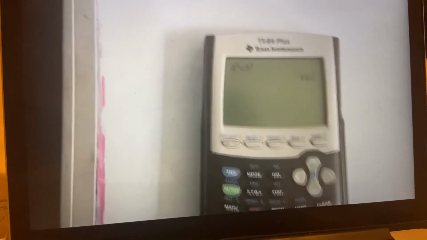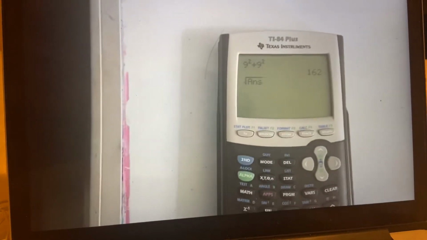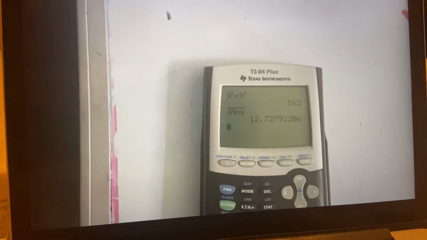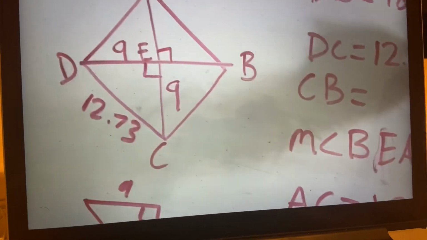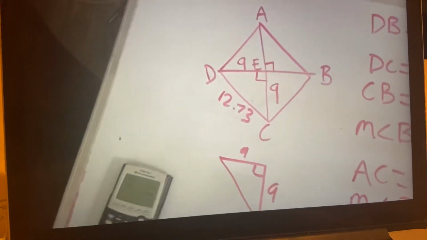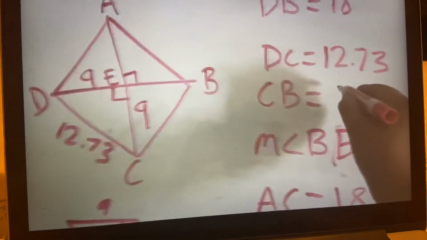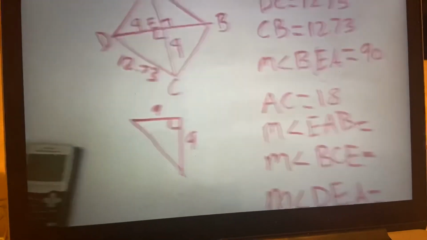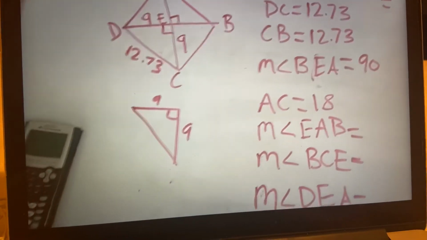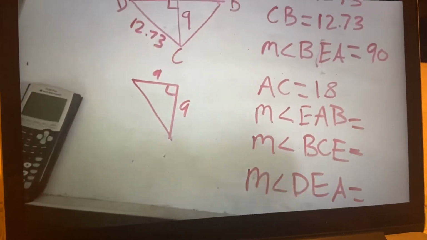9 squared plus 9 squared is equal to 162. Take the square root of that. And that is 12.7, let's round up to 12.73, and that's your side DC, which is right here. Of course, that's going to equal the same thing with CB, since it's a square and all side lengths are equal to one another.